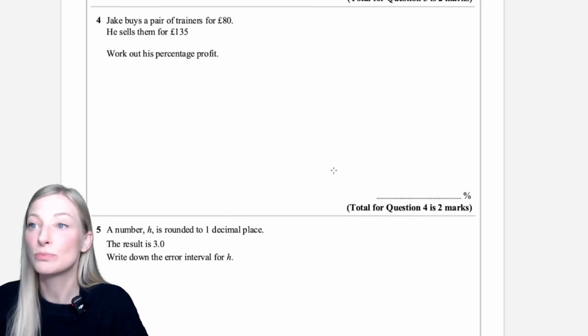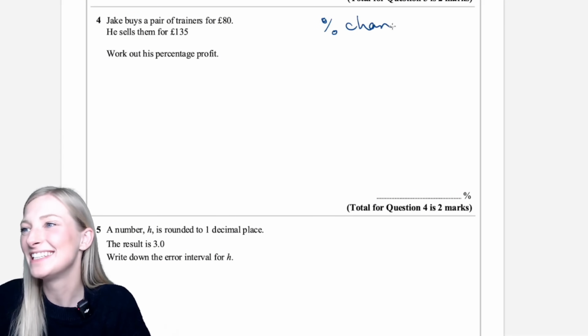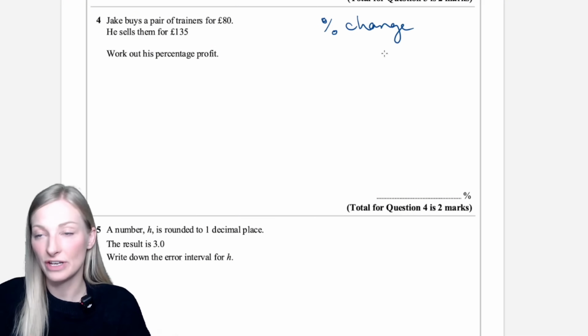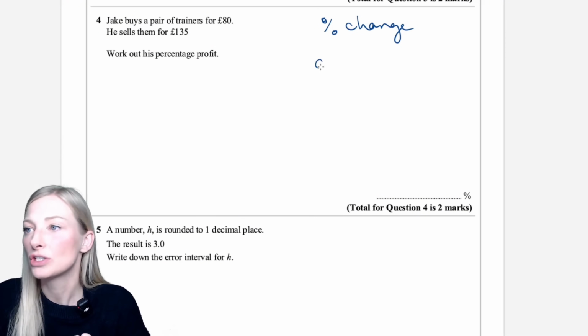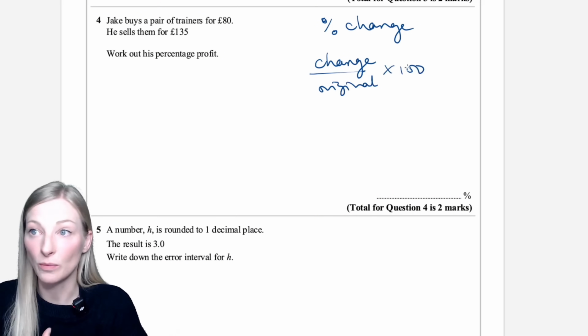Question number 4, Jake buys a pair of trainers for £80, he sells them for £135, work out his percentage profit. So percentage change, or percentage profit, is going to be the extra over the original times by 100. So change over original times by 100.